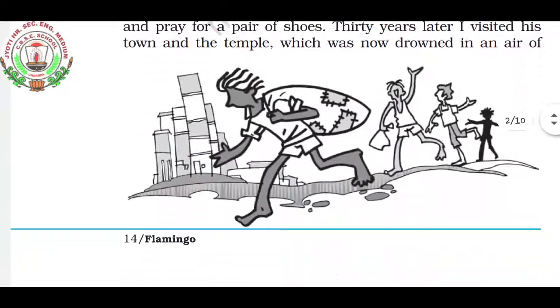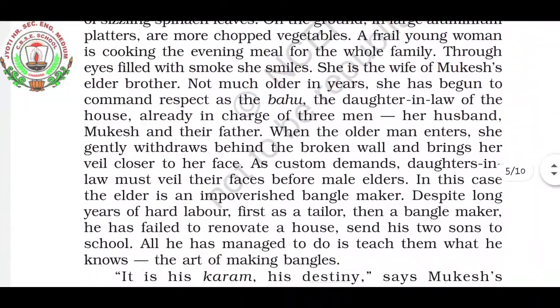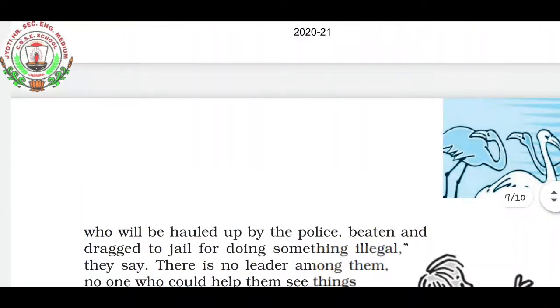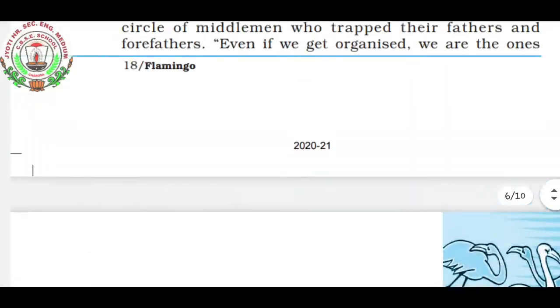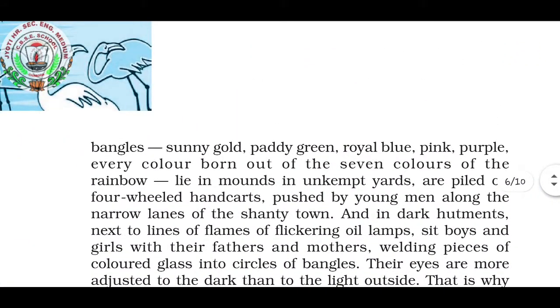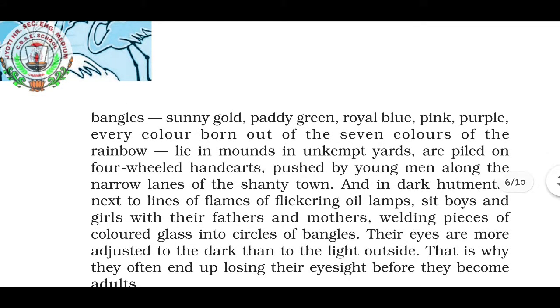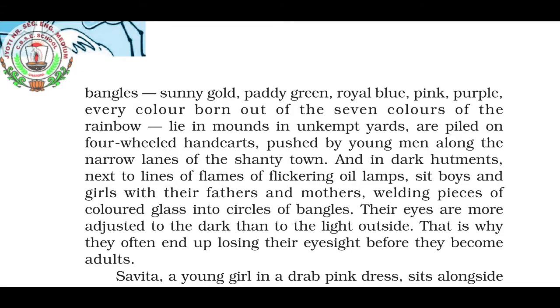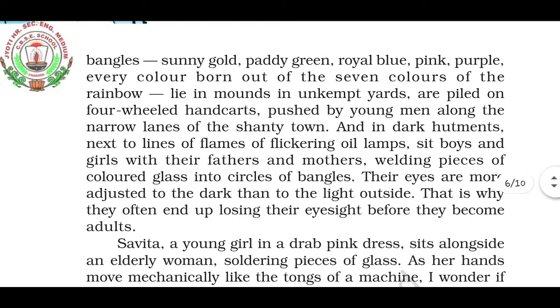Spirals of bangles. Excuse me for the scrolling. Sunny gold, paddy green, royal blue, pink, purple, every color born out of the seven colors of the rainbow lie in mounds in unkept yards, are piled on four-wheeled handcarts pushed by young men along the narrow lanes of the shanty town, and in dark hutments next to lines of flickering oil lamps sit boys and girls with their fathers and mothers, welding pieces of colored glass into circles of bangles.